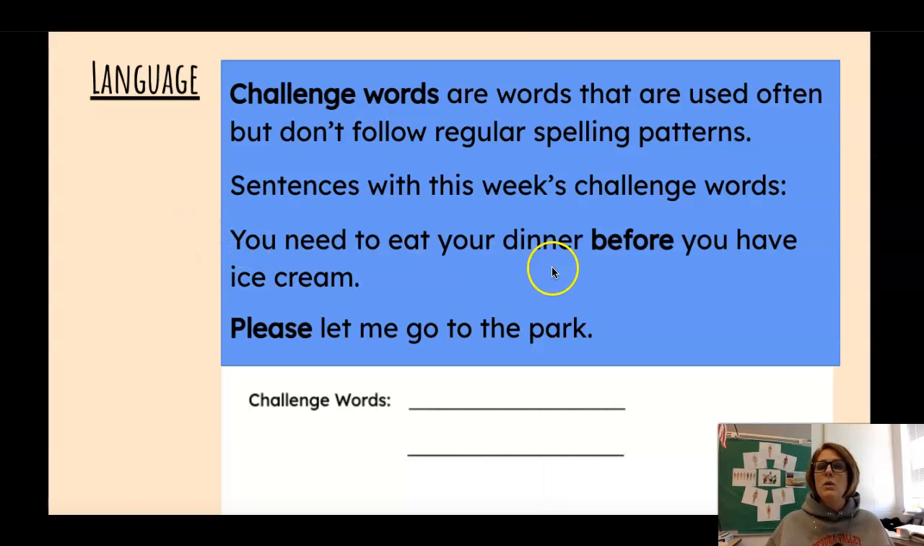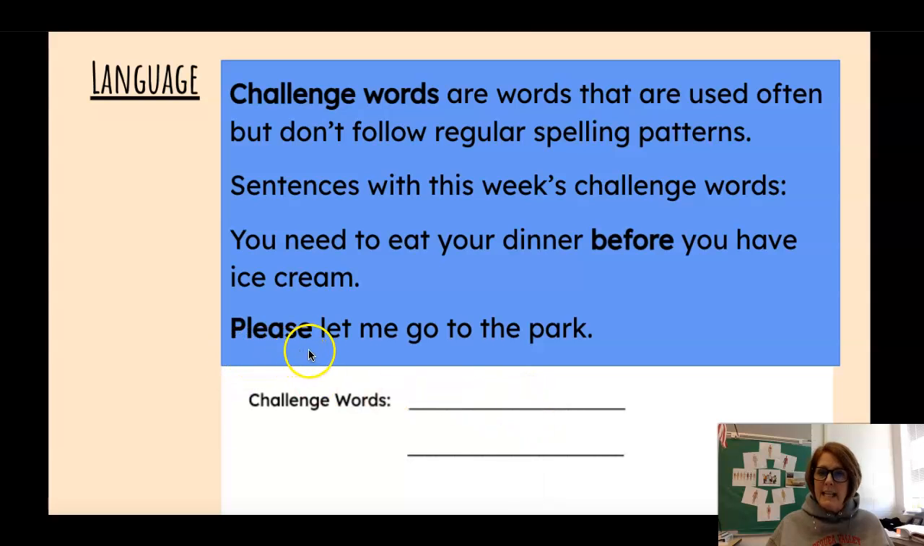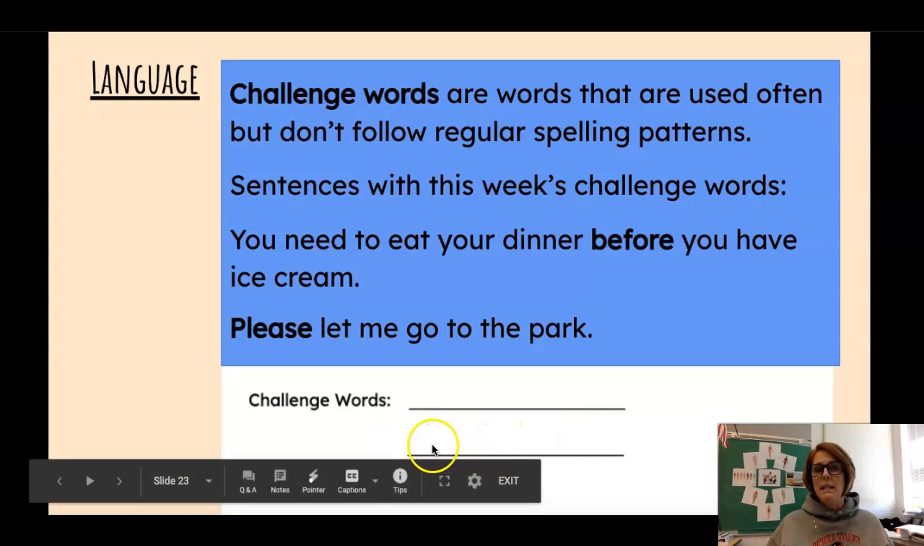You need to eat your dinner before you have ice cream. So your first challenge word down here on the line is before. The next one is please let me go to the park. So your second challenge word is please. You're not writing these words in any other form. It's just before and please.